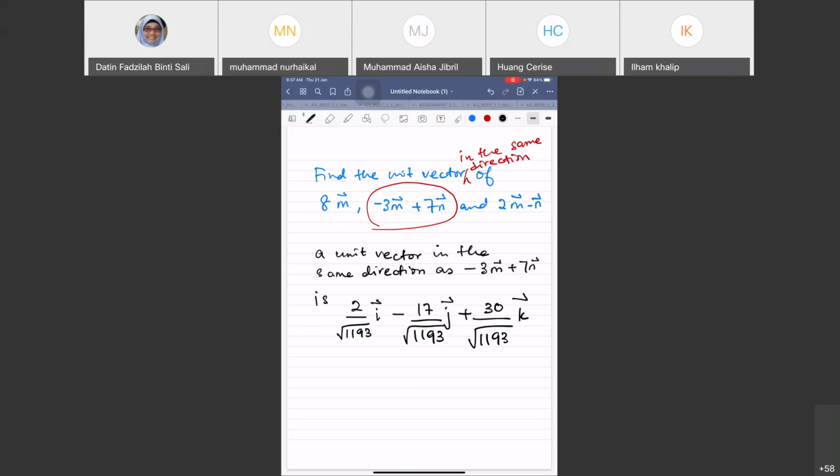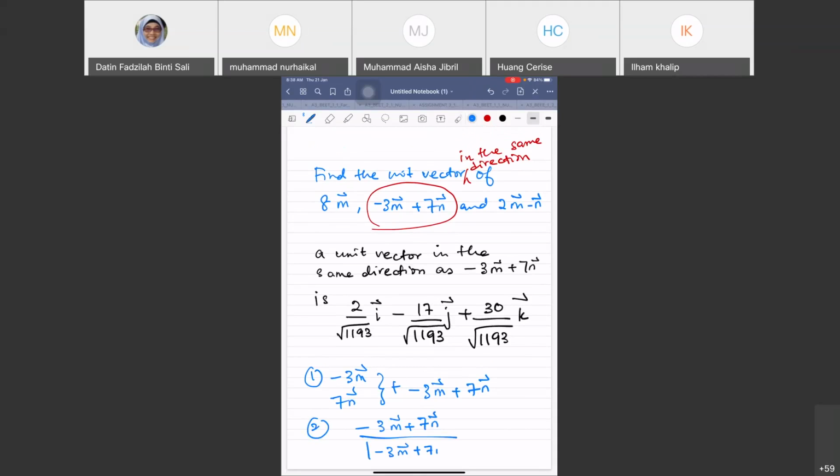So I hope you understand how to find this. So basically, you just need to find the first step. You find this one first: what is this minus 3m, and what is this 7n? Then you add both and get one vector, which is minus 3m plus 7n. And then to find a unit vector in the same direction, it will be that minus 3m plus 7n divided by its magnitude.